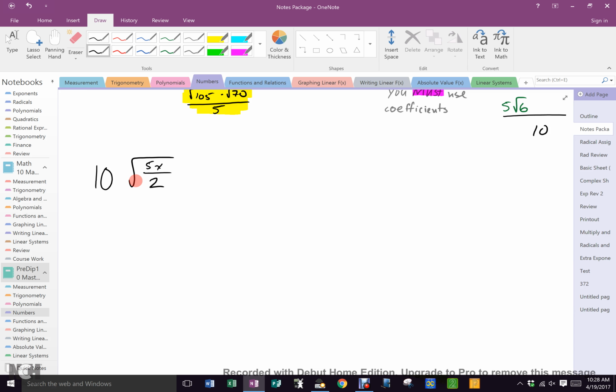I have 2 ways, and I don't know which one's right. I know you shouldn't know which one's right because I haven't shown you this yet. Okay, so what I do is split it up. So I go 10 times root 5x over root 2. Like that? Yeah. Is that okay, everyone?